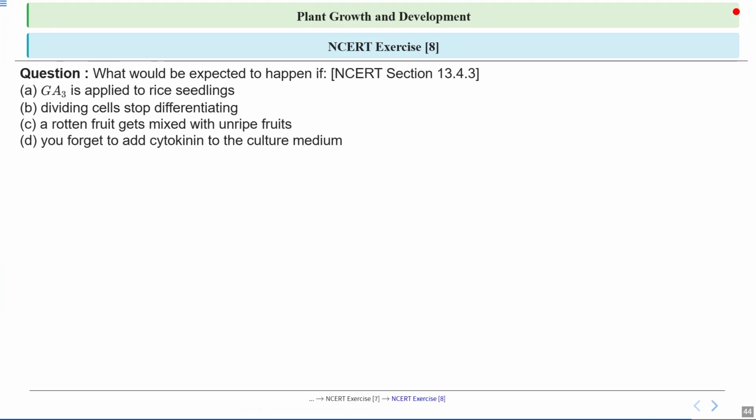Let's move to the next question, and the question is, what would be expected to happen if... We have been given four different cases, like the previous question, and we have to answer what will happen in these cases. This question is covering NCERT section 13.4.3. Let's see the answers one by one.